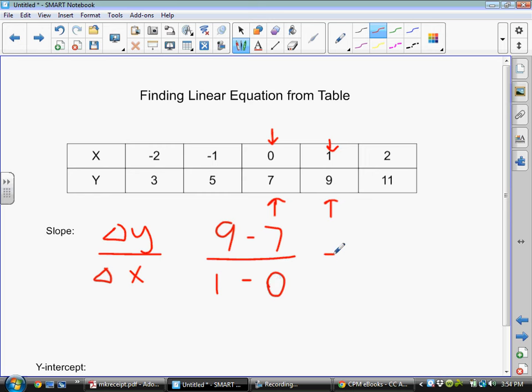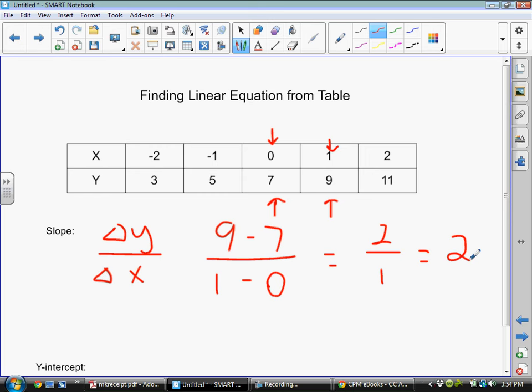So let's do the top divided by the bottom. 9 minus 7 is a 2. 1 minus 0 is 1. So my slope, or my rate of change, is 2. It's increasing by 2 each time. So next I would need to find the y-intercept.